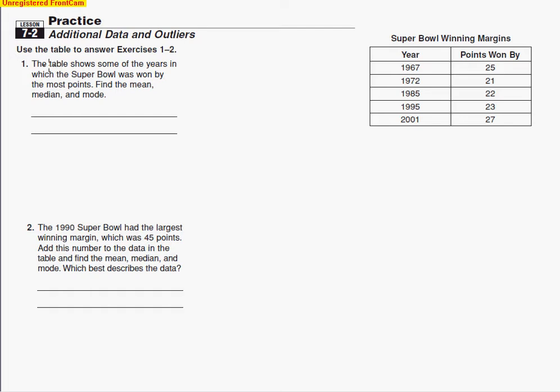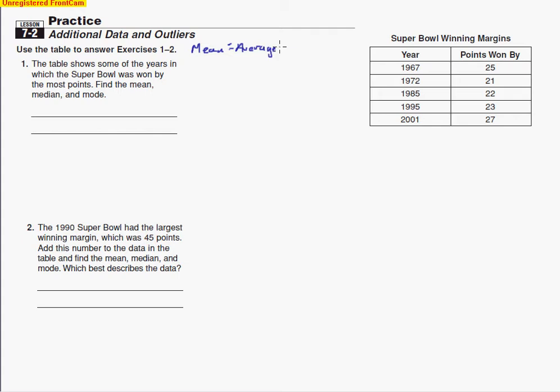It talks about that we're supposed to use this table to the right for the first two problems. And it says in number one that the table shows some years in which the Super Bowl is won by the most points. Find the mean, median, and mode. So let's talk about the mean first. We talked about yesterday how the mean represents the average. It equals the average. It's another word for mean.